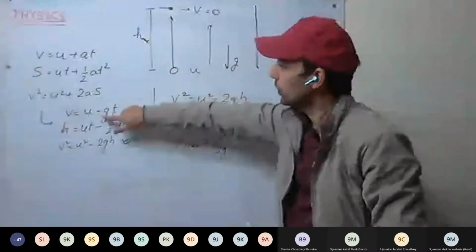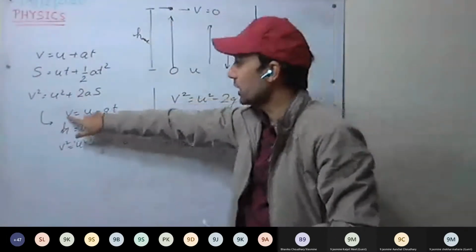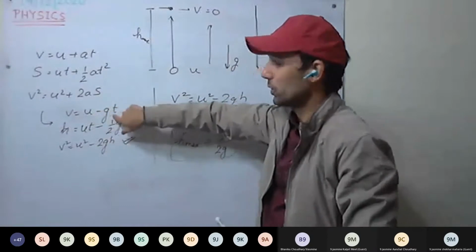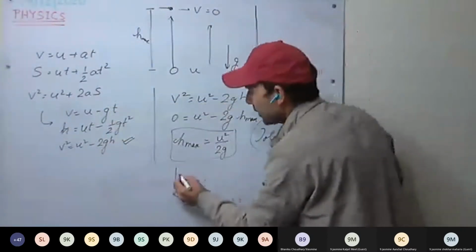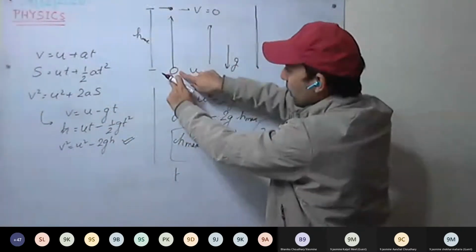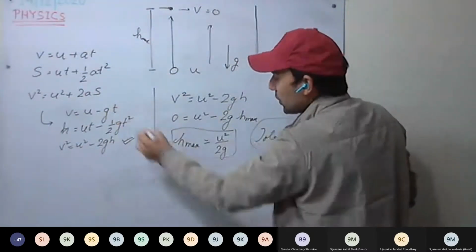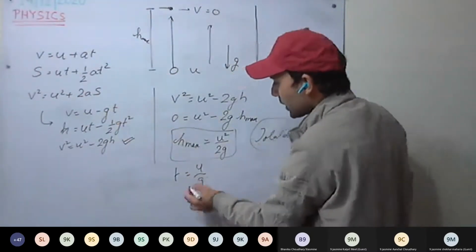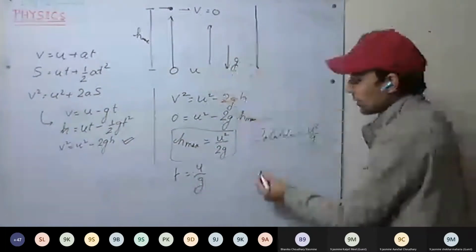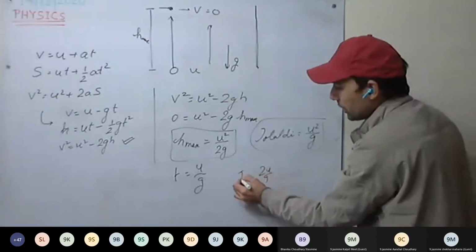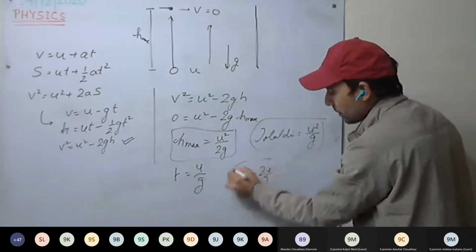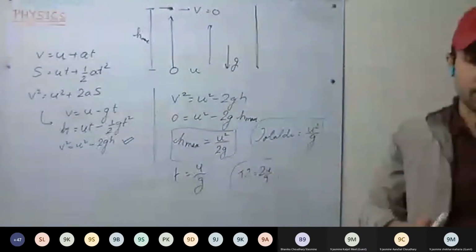How to calculate the time taken? Use the first equation. V is 0. So T will be U upon G. So T is the time taken from here to the top position. And the total time is twice, so 2U upon G is the total time. Is this clear now?